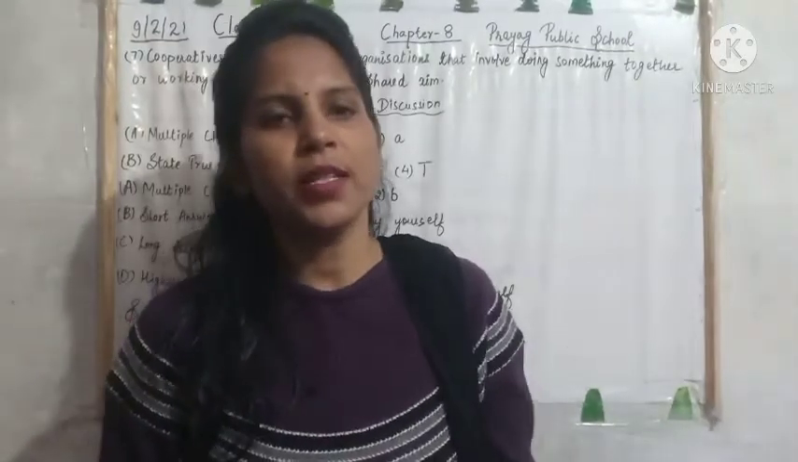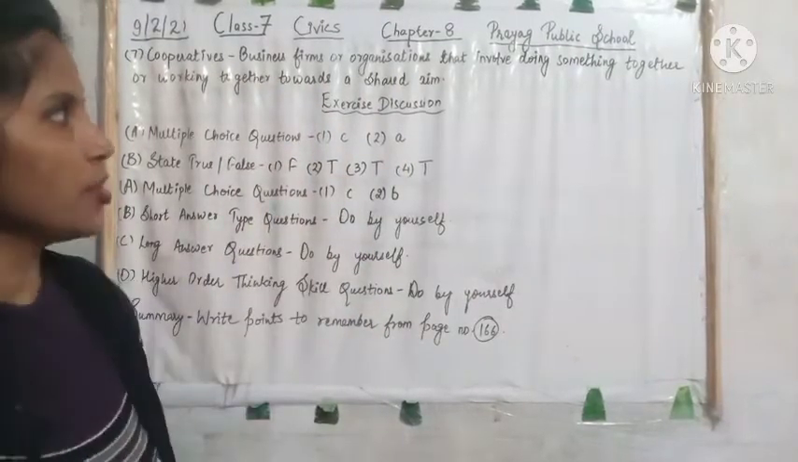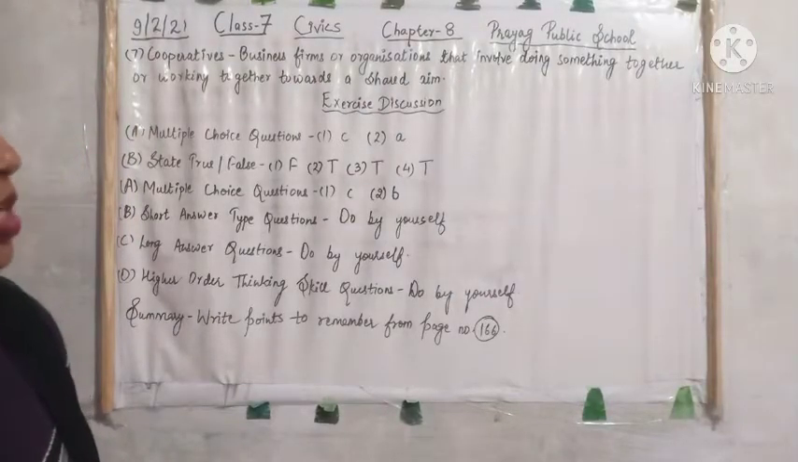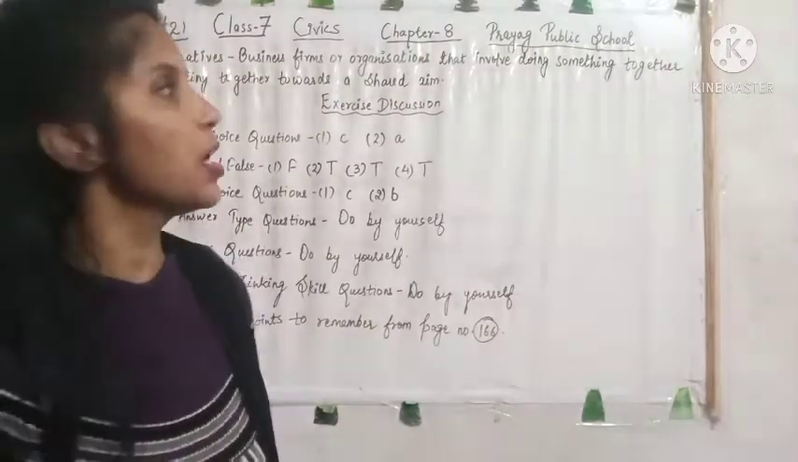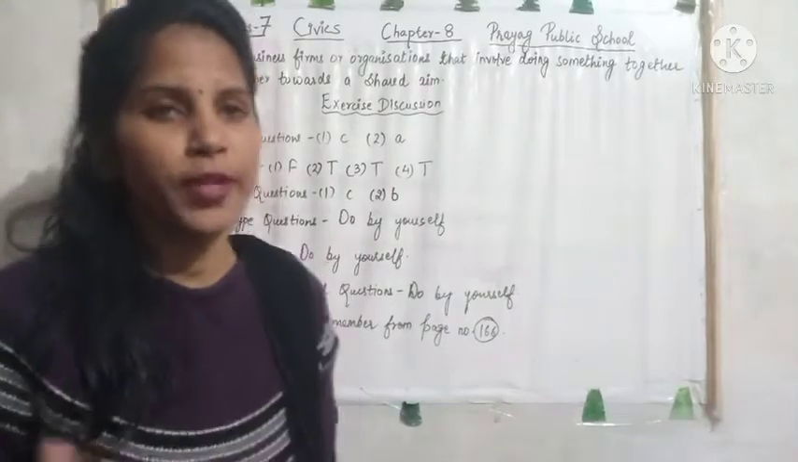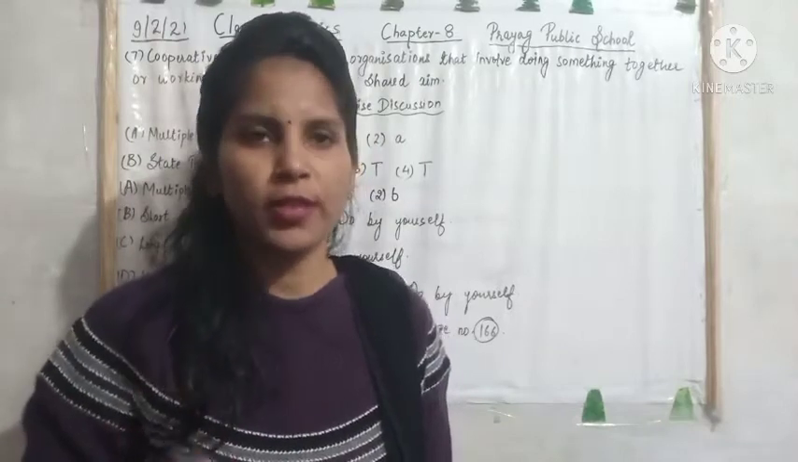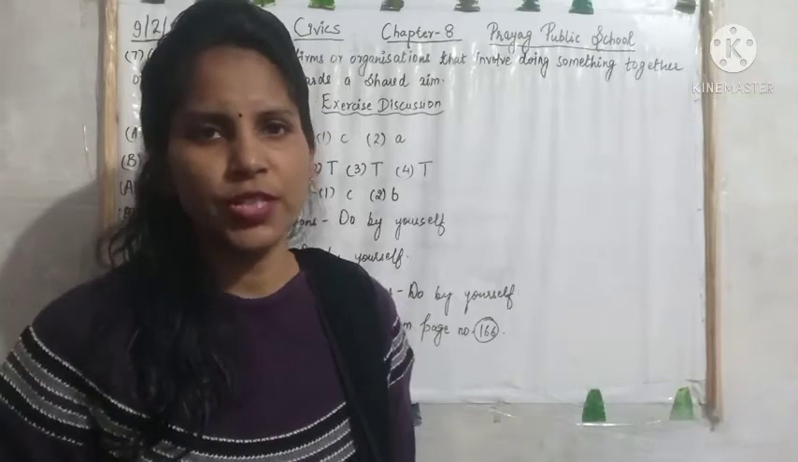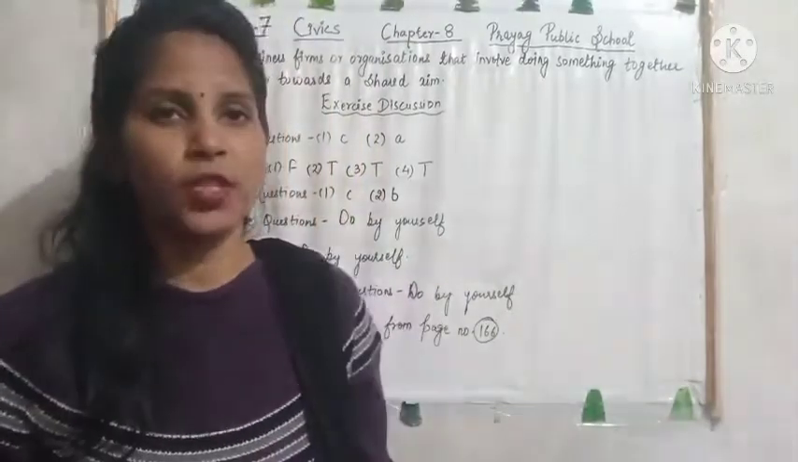The next key term is cooperatives. What are cooperatives? Business firms or organizations that involve doing something together or working together towards a shared aim. These are business organizations, or we can say business firms, which do something together to fulfill a particular aim. For example of a cooperative, we can say Amul. We get a lot of products from the Amul cooperative, that is milk, curd, cheese, paneer, etc. Right? So children, this was about the key terms of the chapter.